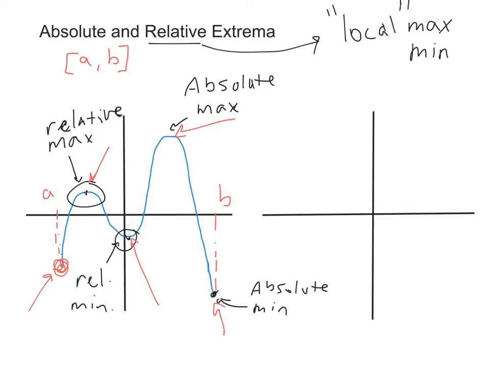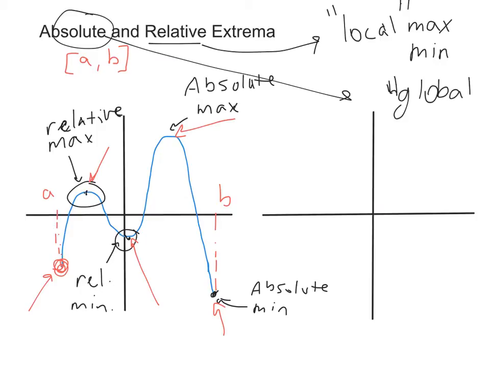And absolute are sometimes called "global." Global extrema. An absolute is on the entire globe, the whole sphere, if you will, of this interval, as opposed to a local or a relative that's just in a certain area.